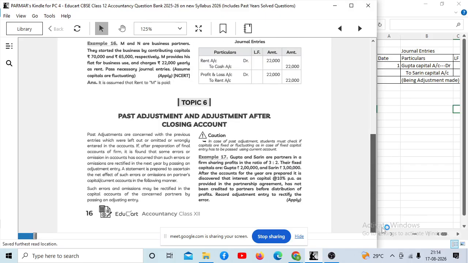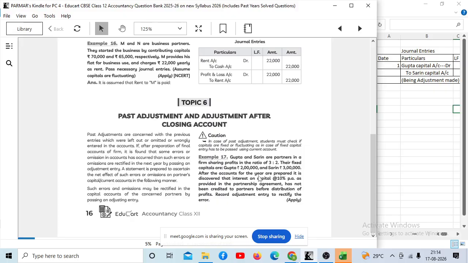Okay, see, I am reading this question, example number 17. Gupta and Sareen are partners in a firm sharing profits in the ratio of 3 is to 2. Their fixed capital. Now see, here you have to concentrate that they are telling that the capital is fixed. So whatever adjustment entry we will be passing, we will pass it through the current account. Okay. So the fixed capital of Gupta is 2 lakh and Sareen is 3 lakh.